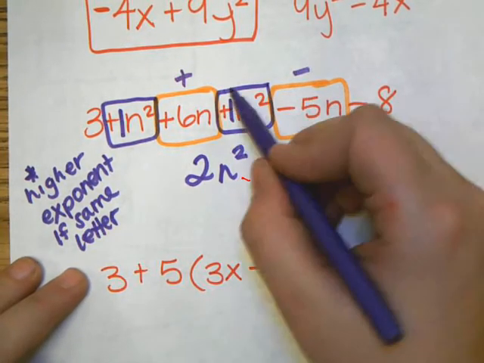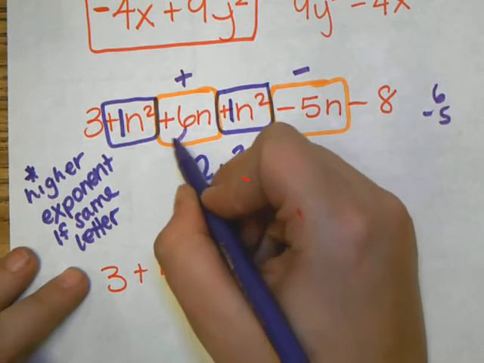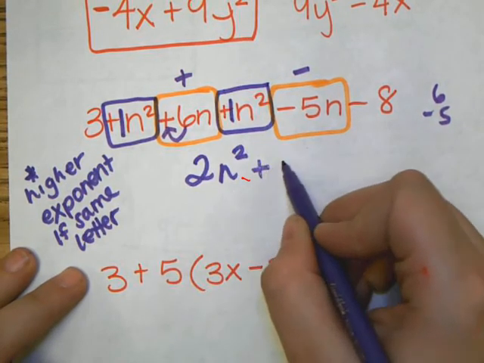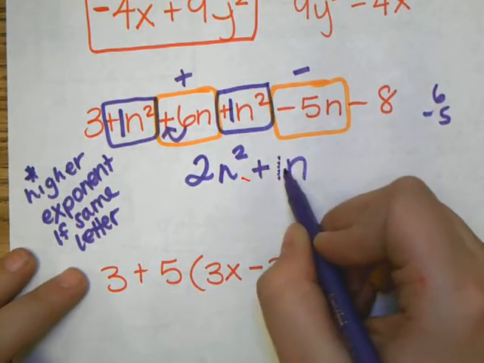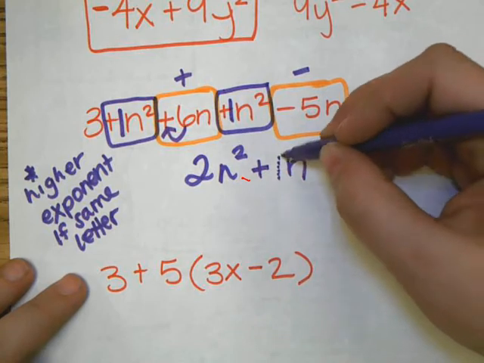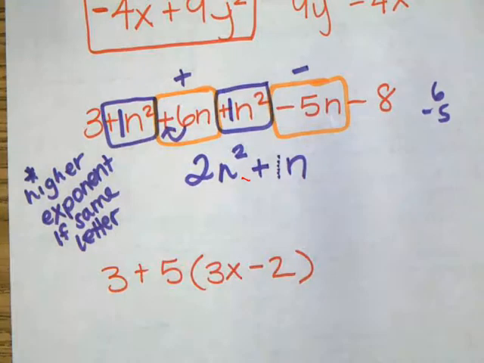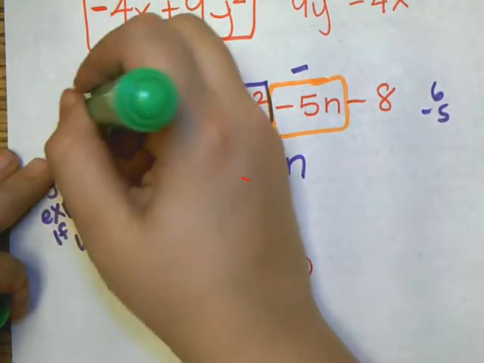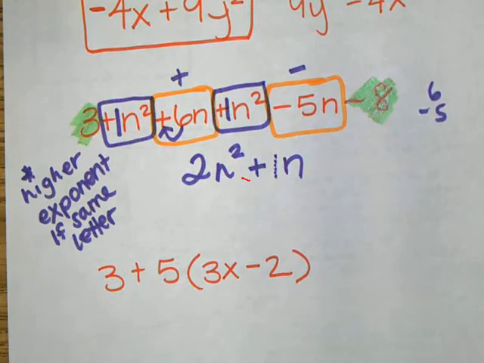And then we have a positive 6n with a negative 5n. And they're different. One is positive and one is negative, so we subtract. 6 minus 5 is positive, because that's bigger, positive 1, and we don't need to put a 1 next to a variable. It's implied, because 1 times anything is just n, so we don't need to put that there.